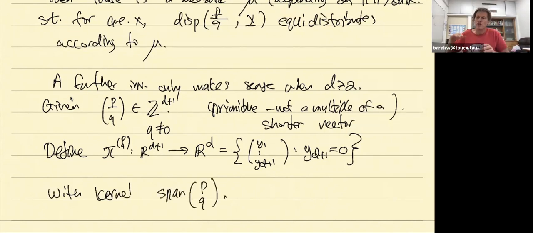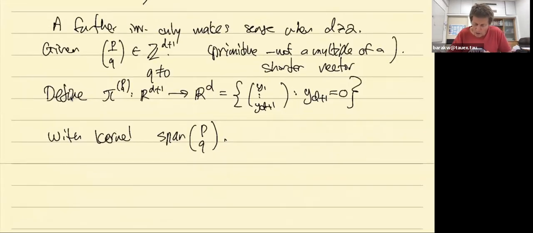Okay, so I have a vector and I'm pushing vectors. The vector has a non-zero last coordinate, and I'm pushing by adding multiples of this vector until the last coordinate becomes zero. And that's my projection. So I project things along the direction of this particular vector.